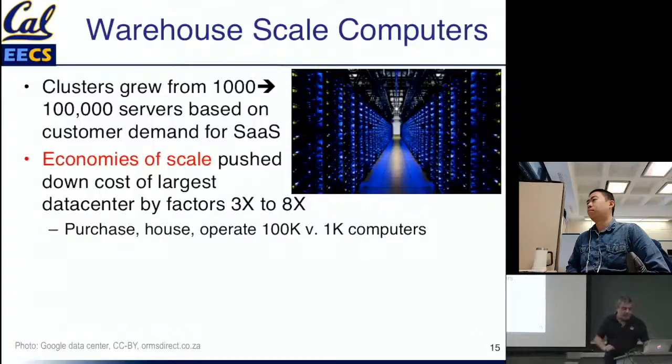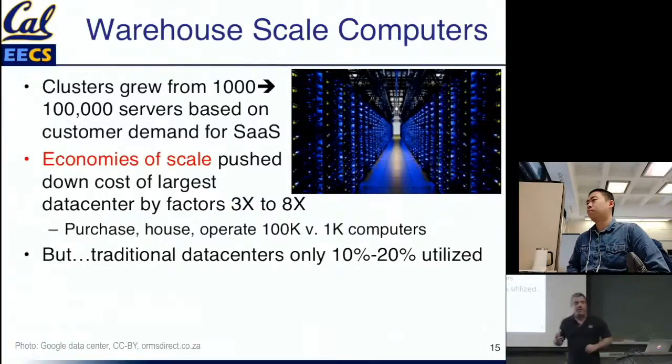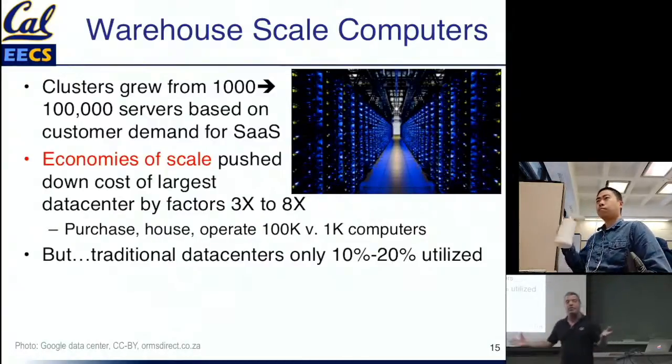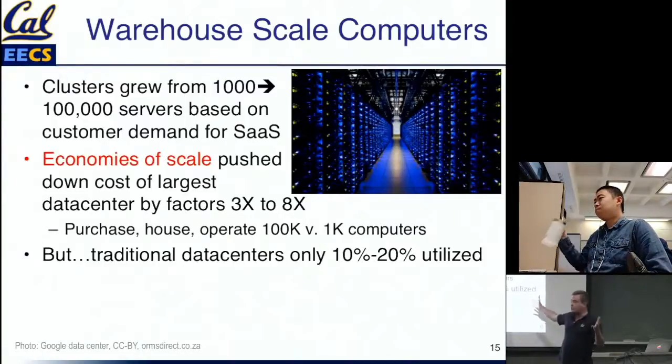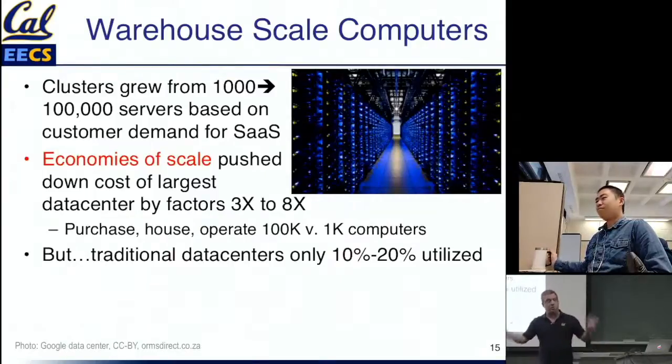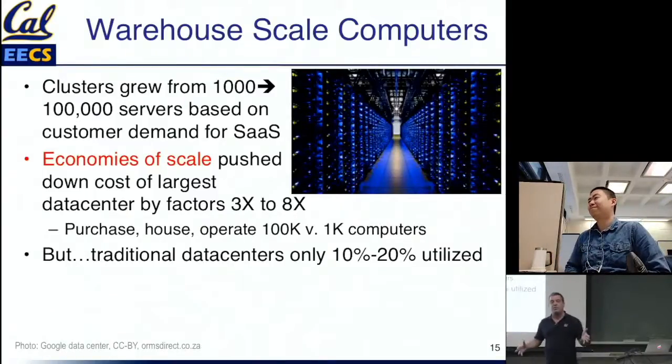But the downside of all this was that those same companies found that only about 10 to 20% of the capacity of those data centers was utilized in steady state. So why would that be? Why just 10 to 20%? You build out 100,000 servers in your data center. You're Amazon. Christmas is coming. It's going to be a big shopping season. What happens after Christmas?